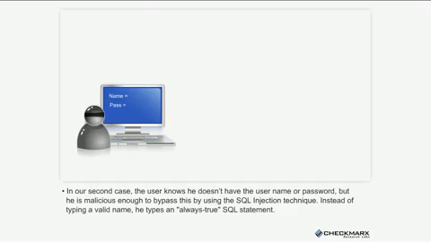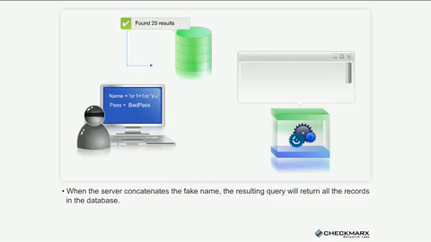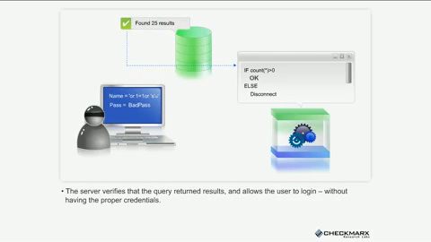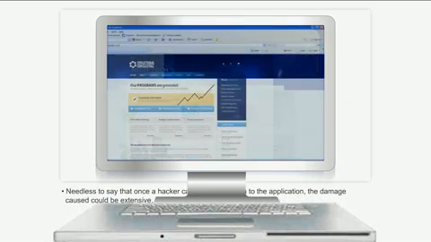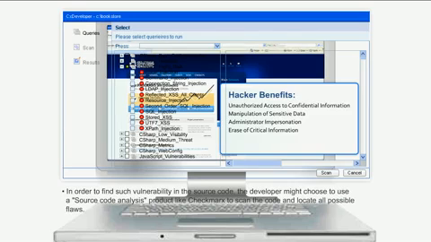In our second case, the user knows he doesn't have the username or password, but he is malicious enough to bypass this by using the SQL injection technique. Instead of typing a valid name, he types an always true SQL statement. When the server concatenates the fake name, the resulting query will return all the records in the database. The server verifies that the query returned results and allows the user to log in without having the proper credentials. Needless to say, once a hacker can improperly log into the application, the damage caused could be extensive.